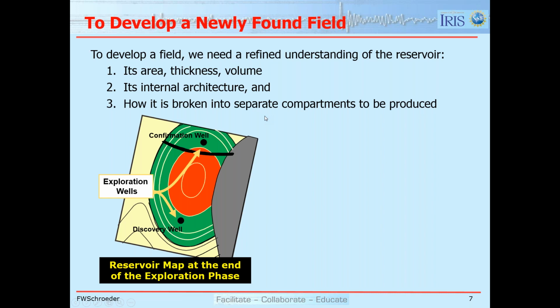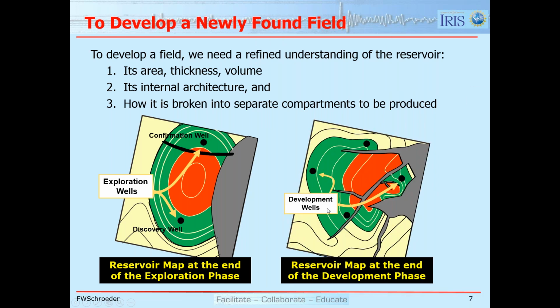separate compartments. So on the left here is what we might expect to see at the end of the exploration phase. In the field development phase, we'll drill some additional wells. There was a well in this hypothetical case drilled to the west, primarily to test how reservoir properties might be changing as we go to the west side of this anticline. Those properties might be the same, they might be improved, they might be less favorable.